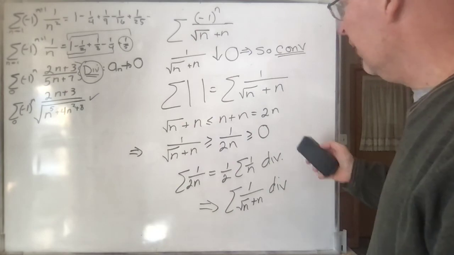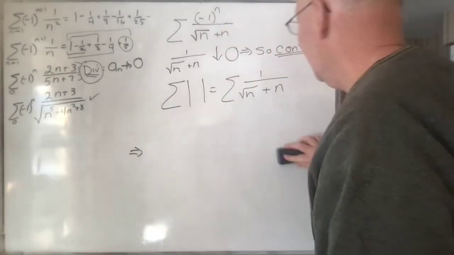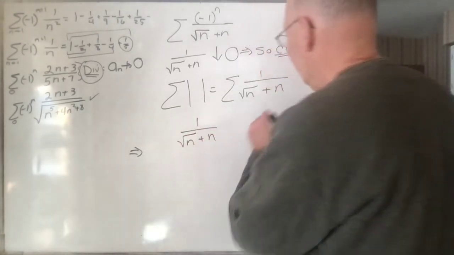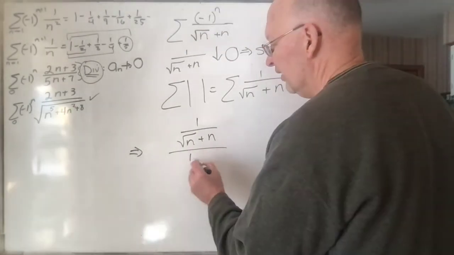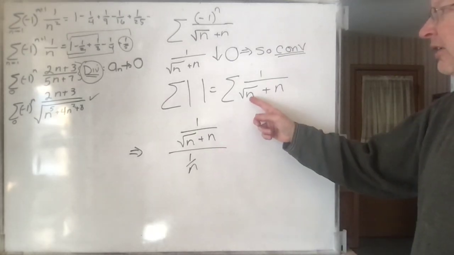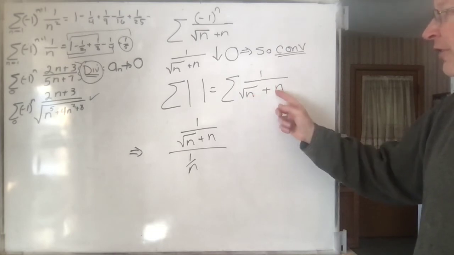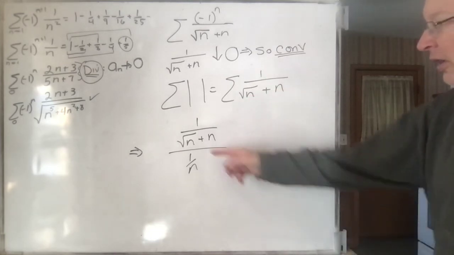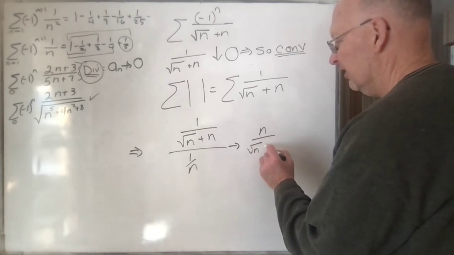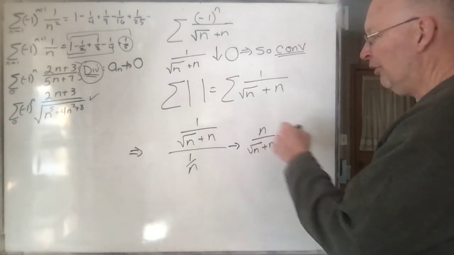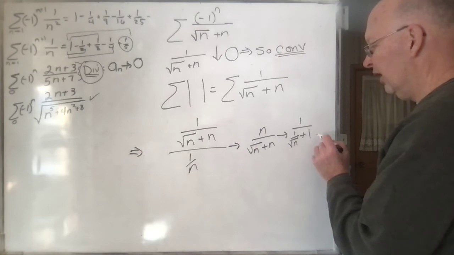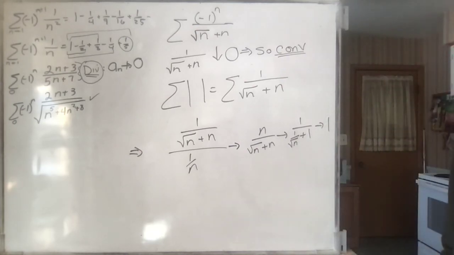Another way to do it, and this one is my favorite test. I just look at this and say, what's the most powerful thing there? The most powerful thing is the n. That's the thing that's getting big fast enough. So that's really going to act like 1 over n. This is not going to have much of any effect as n gets big compared to this. So what happens to that limit? I can flip the n up and I get this, and then I can divide both the top and the bottom by n, and I get 1 over square root of n plus 1, and that goes to 1.